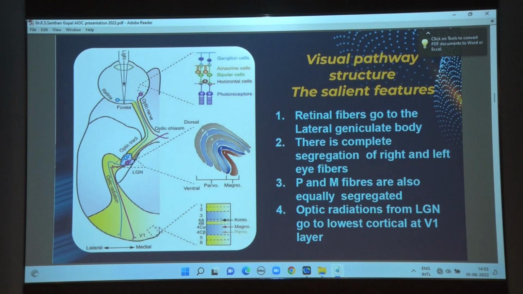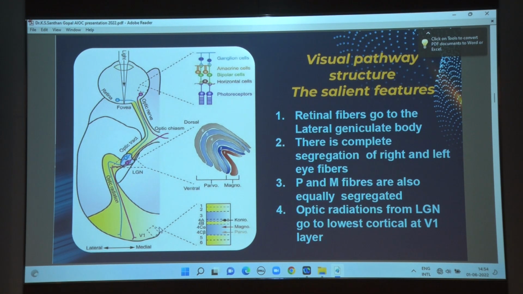So if you look at this picture, a few more things will become clearer to you. Now, why am I telling you all these things? Because you need to understand where the problem is in amblyopia. Is it in the lateral geniculate body? Is it in the retina? Is it in the occipital cortex? If it is in the occipital cortex, where is it?